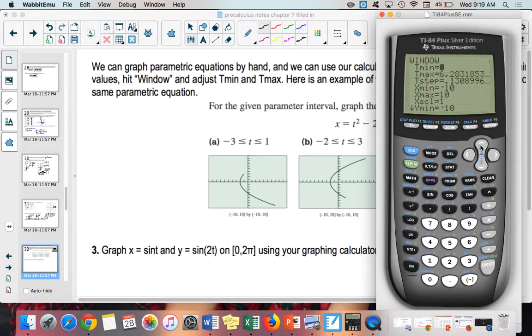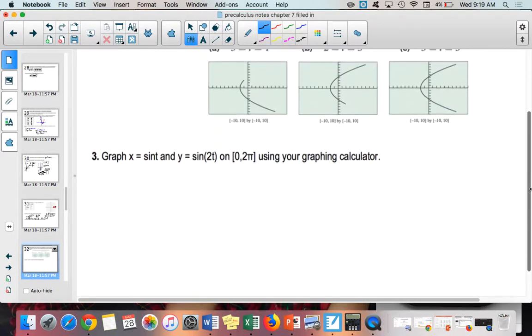And when you hit up or down, see how it changes it to 6.283, blah, blah, blah. All right, so when we hit graph, we get something really tiny right there. It's like a little infinity sign. Looks like that. Okay, that's what we got. There's a name for that. It's called a lemniscate.